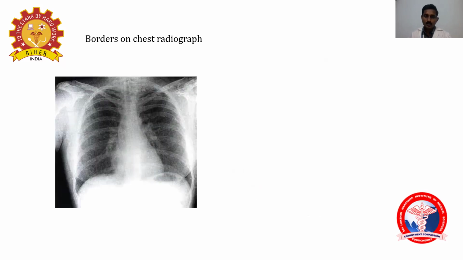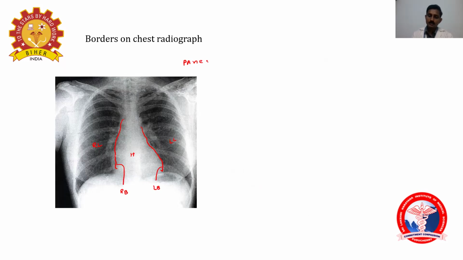Now the borders on the chest radiograph are not equivalent to the borders of what you see in a specimen. So this is a chest radiograph. Which view? It is a PA view, posteroanterior view of the chest. Here also you are seeing the heart borders. This is the heart, this is the right lung, and this is the left lung. Here also you can see this is one border and this is one border. Here we call them the right border of the heart, and this is the left border of the heart.